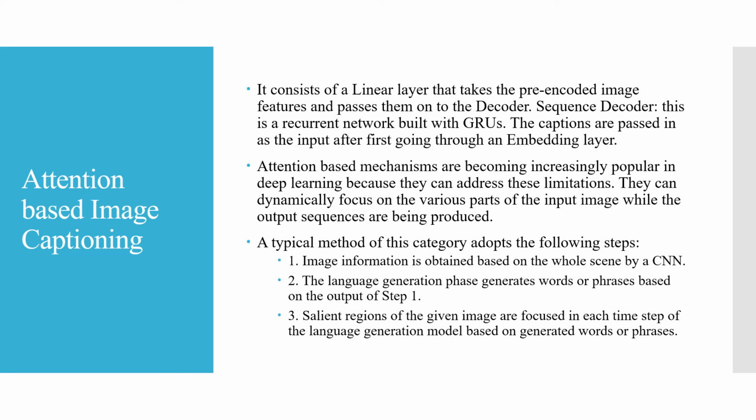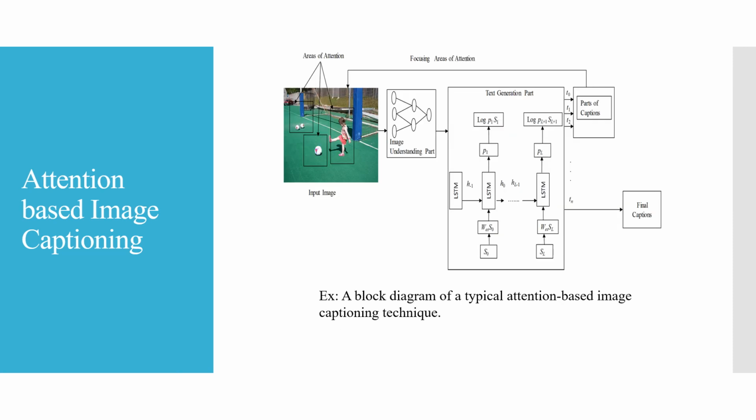A typical method of this category adopts the following steps. Image information is obtained based on the whole scene by a CNN. The language generation phase generates words or phrases based on the output of step 1. Salient regions of the given image are focused on in each time step of this language generation model based on the generated words or phrases. Attention-based image captioning. A block diagram of a typical attention-based image captioning technique.